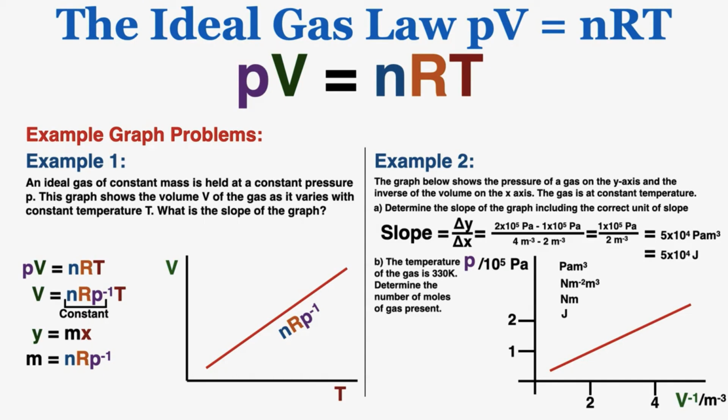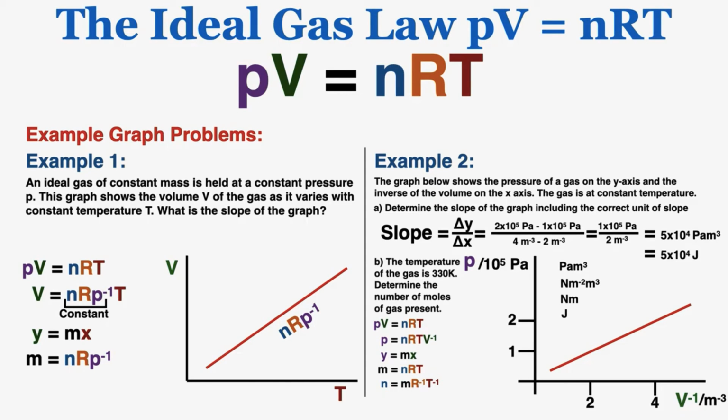Part B says the temperature of the gas is 330 Kelvin. Determine the number of moles of gas present. So PV equals nRT. Rearranging this to get the equation for the graph, I can use this to isolate the parts of the equation that go with the slope, because V to the negative 1 is my x-axis and P is my y-axis. I can see that the slope must be equal to n times R times T.